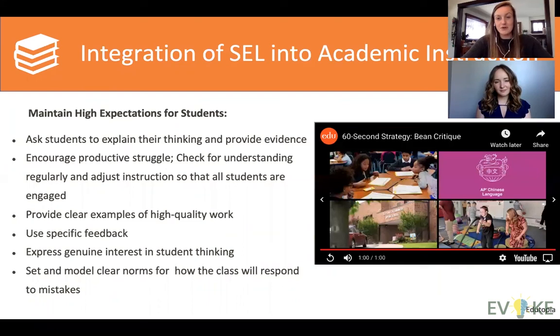So I think what's so great about this example is that the teacher is explicitly telling the students what she expects within this feedback session. And she's also providing students an opportunity to have their voices be heard, to talk in front of their peers, and they're explaining and providing evidence about why they feel the way they feel. So I just think this is a really amazing way to embed SEL into academics.